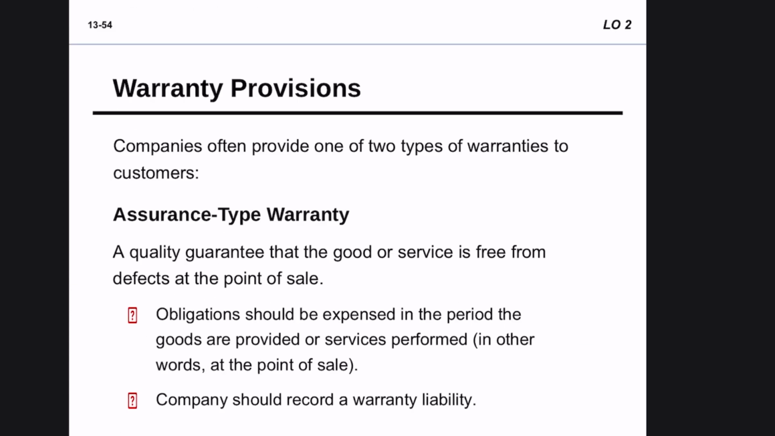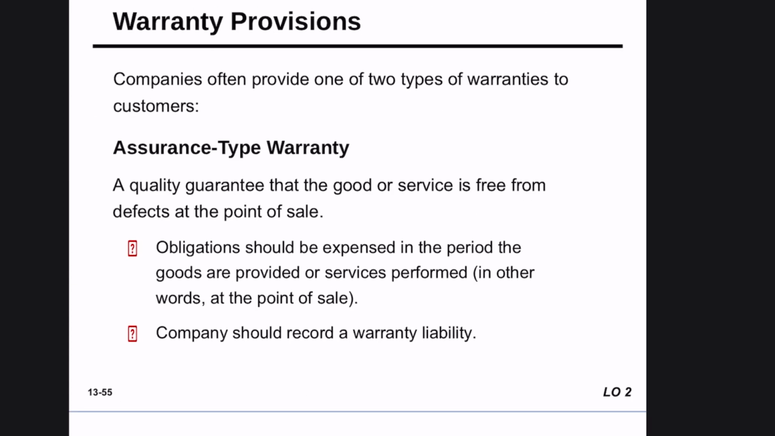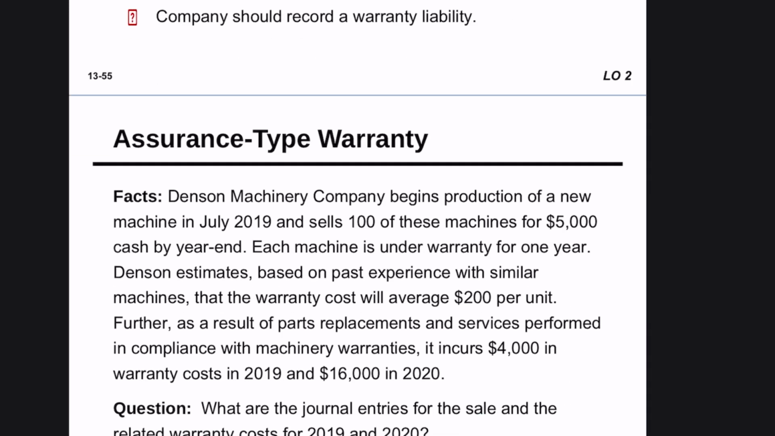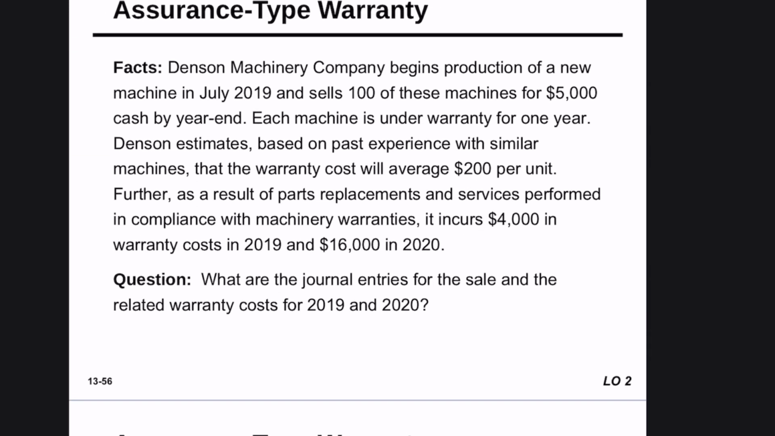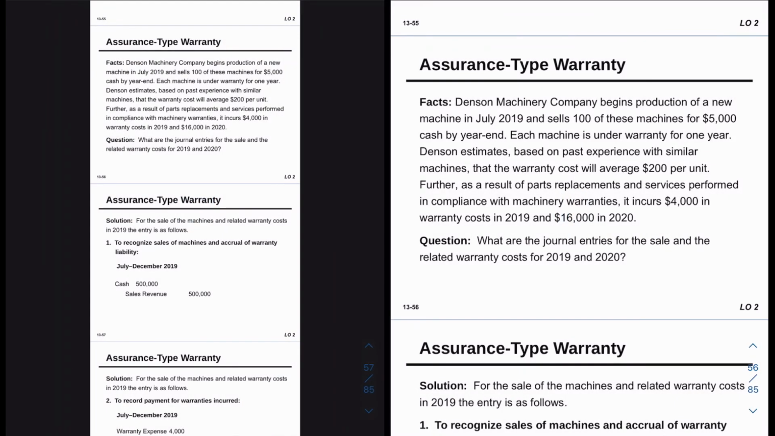Okay, and we have two types of warranty: assurance type warranty, which is what I was explaining, which is a guarantee that the good or service is free from defects at the point of sale. So when we make a sale, we will recognize the sale, but also we will recognize the expense in the same period of time. Okay, and also we will credit the warranty liability. So we will see an example here.